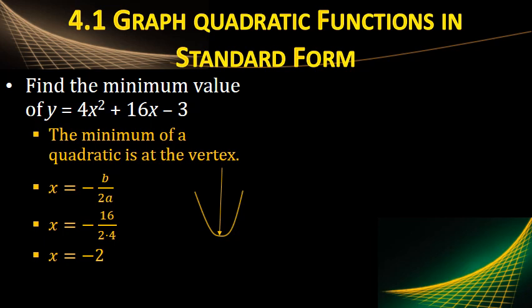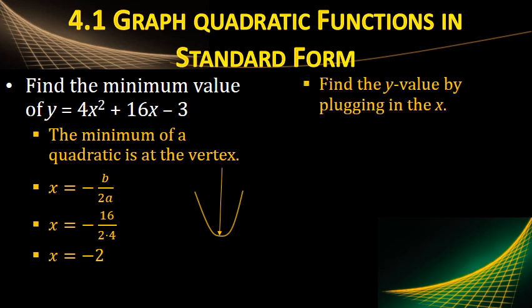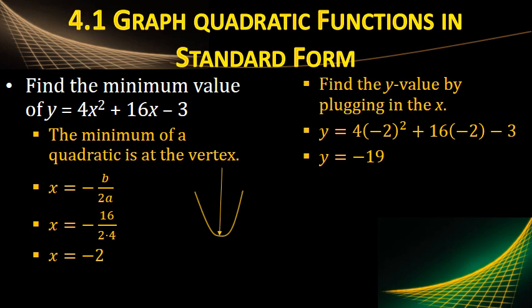But that's not our answer. The minimum value of the function is the y value. So we need to plug in the negative 2. So find the y value by plugging in the x value. So we fill in a negative 2 for the x, simplify, and we get negative 19. So the minimum value of the quadratic is negative 19.